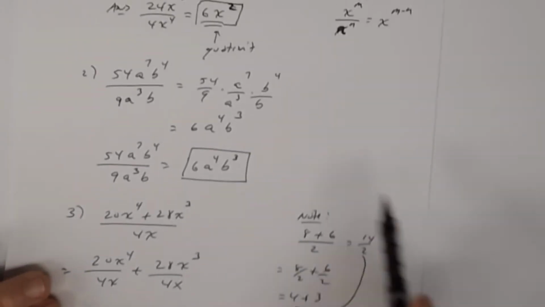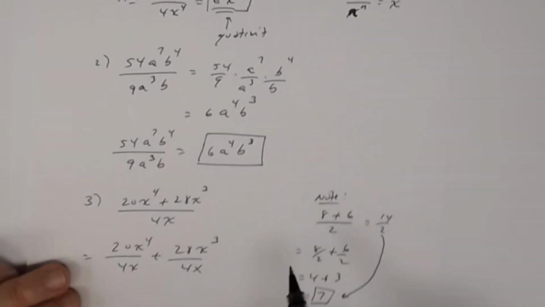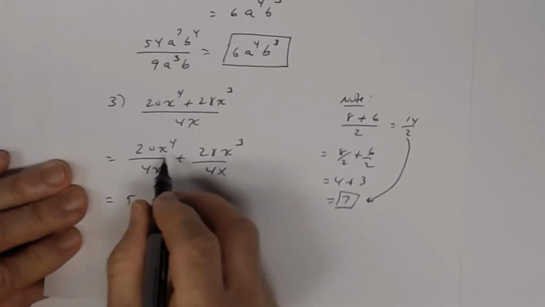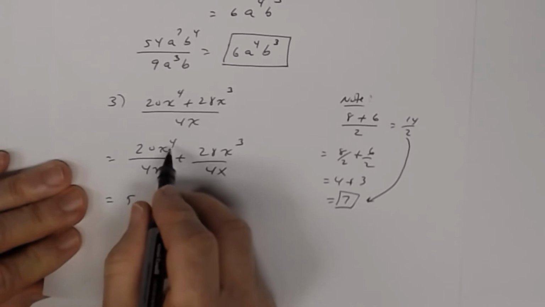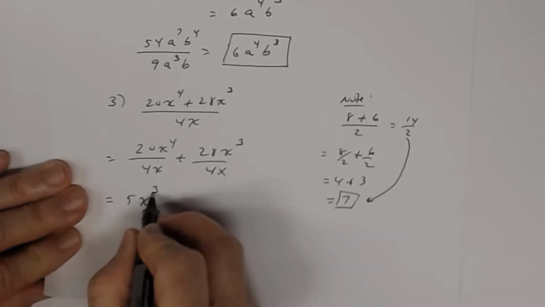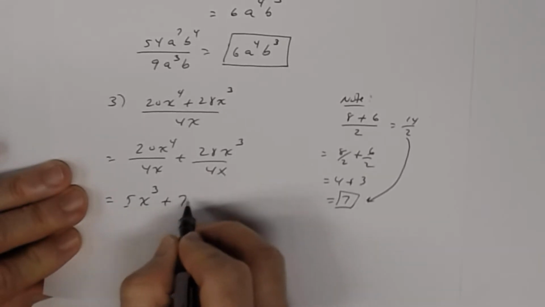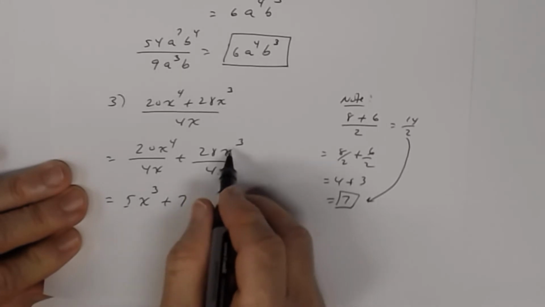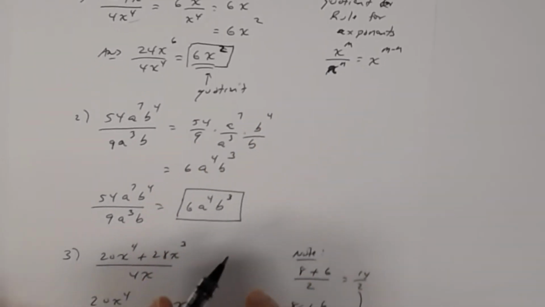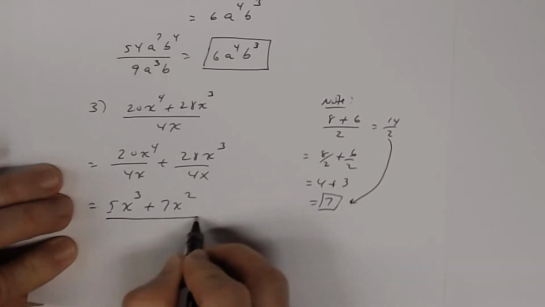Now I'm going to use the same idea we used in 1 and 2, the quotient rule for exponents. 20 divided by 4 is 5. x to the fourth divided by x, I'm dividing like bases, so I subtract exponents. 4 minus 1 is 3, so this becomes x to the third power. 28 divided by 4 is 7, so I get plus 7. x to the third divided by x, remember, dividing like bases, you subtract exponents. That's the quotient rule for exponents. And so 3 minus 1 is 2, and there's your answer.